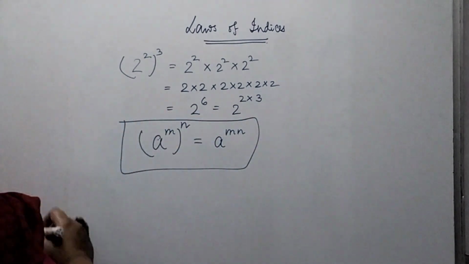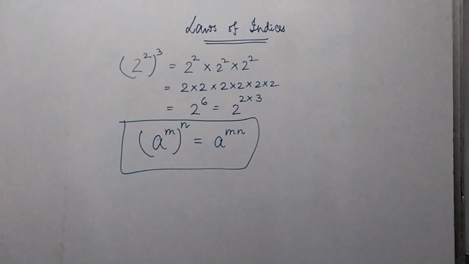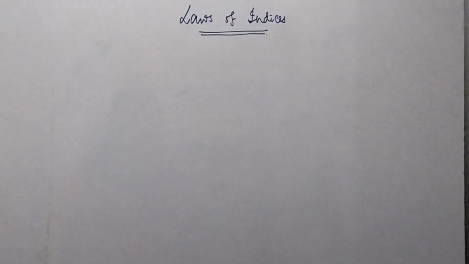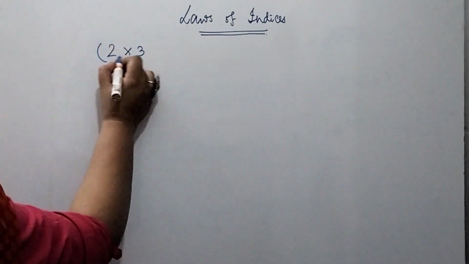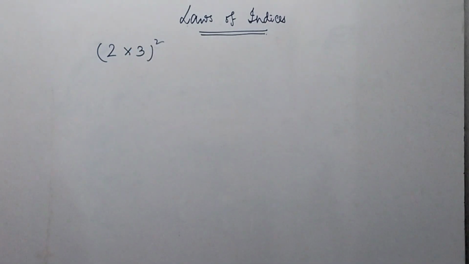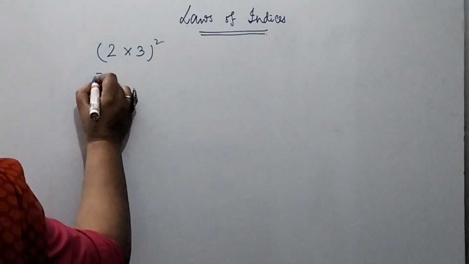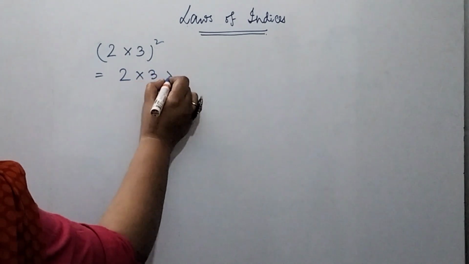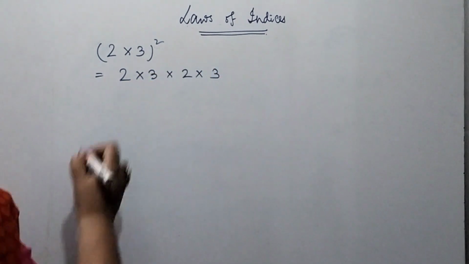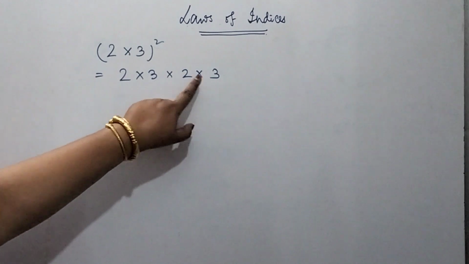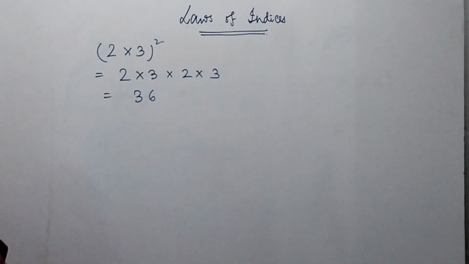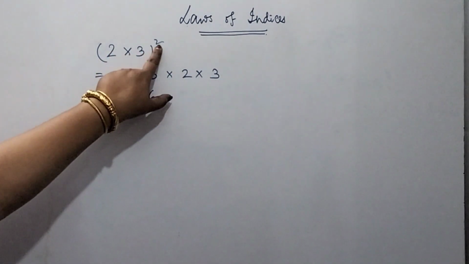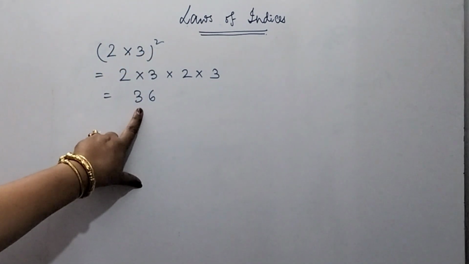Another very important law. Now let us consider another important law. Suppose I am taking an example, 2 into 3 whole to the power 2. So obviously if we expand it, we will get 2 into 3 into 2 into 3. So what will it give? 6 into 6, which means 36. So 2 into 3 whole to the power 2 is giving us 36.